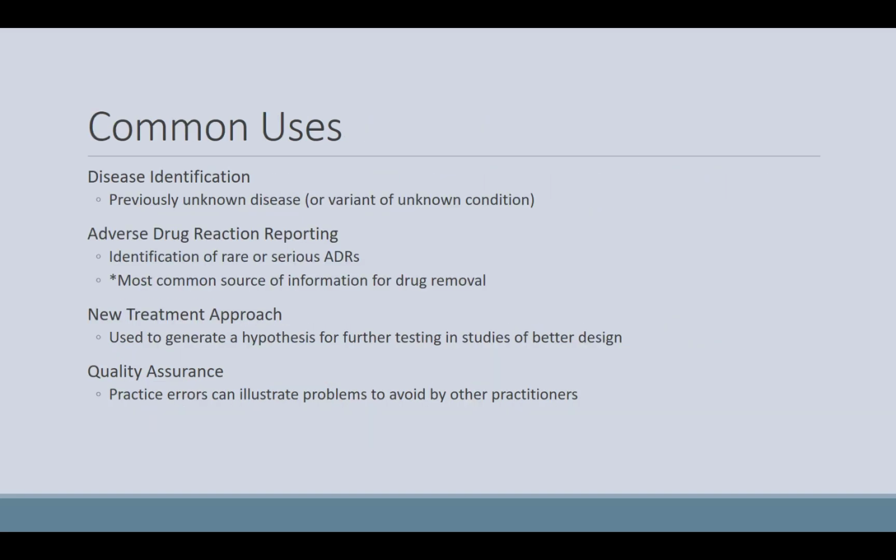Despite some of these issues and biases, there are a couple of areas where case reports and case series are extremely useful. One is disease identification. If you had a previously unknown disease or a variant of an unknown condition, you can identify diseases through case reports. If you find a new disease state, and actually this cannabinoid hyperemesis syndrome was just discovered about 2 to 4 years ago through case reports.